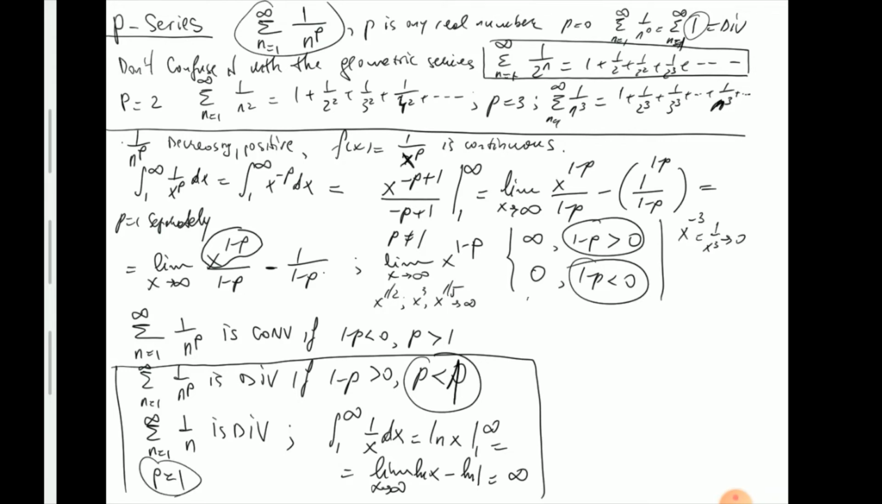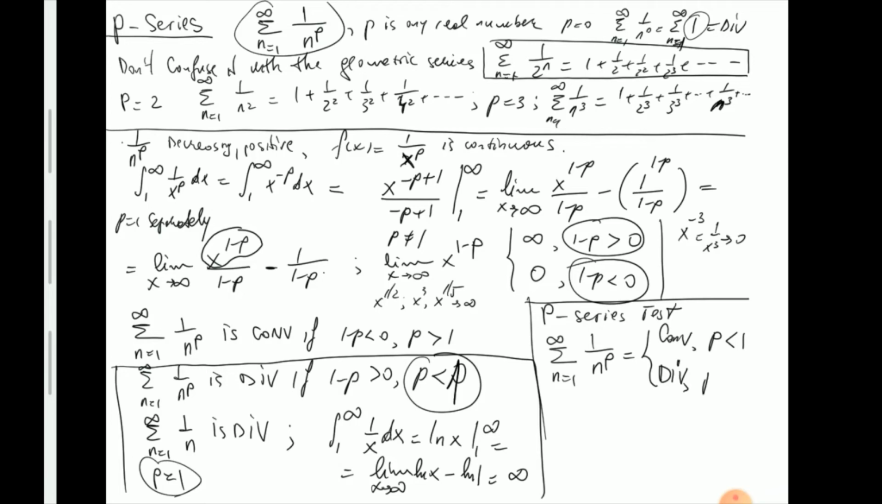So you can put these together in two basically big cases. And in the literature, this is called the p-series test, because you don't want to do these integrals one more time each time you encounter a p-series. So the p-series test simply states that the summation from 1 to infinity of 1 over n to the power p is going to be convergent provided that p is strictly greater than 1 and divergent if p is less than or equal to 1.